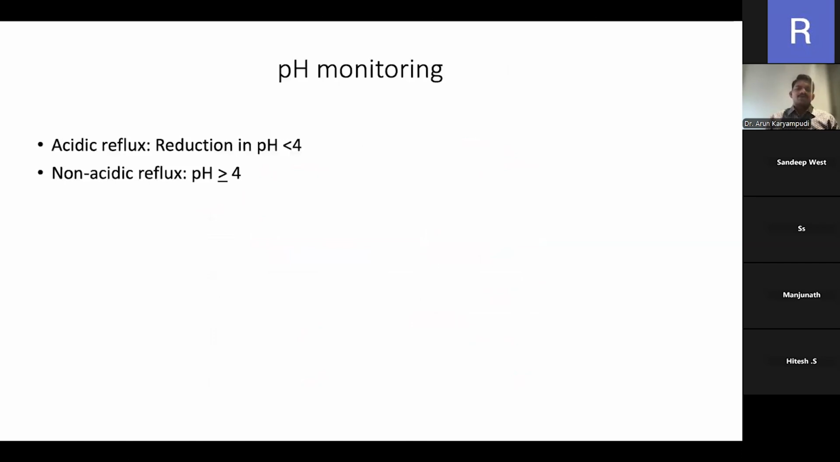So how do you classify the pH recording? Now we have seen some basic principles of impedance, but you need to combine impedance with pH. Only then will you complete the study. So how do you classify the reflux episodes based on the pH? Whenever the pH drops below 4, it is considered to be an acid reflux. But whenever the pH remains above 4, then it is a non-acid reflux.